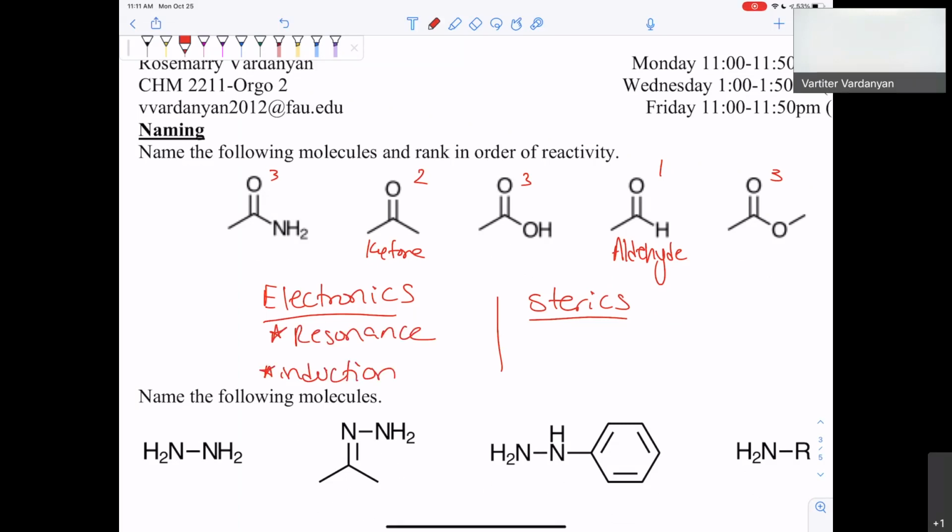And we know that resonance is a stronger donating effect because you're actually donating a whole lone pair. Whereas induction effect basically just has to do with hyperconjugation and stuff. So you don't really have to know what hyperconjugation is. Just know that it's a very weak donating. Whereas steric, in order to be a good electrophile, you want less hindrance. Fine? Cool.